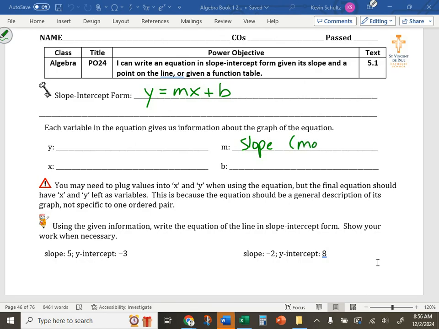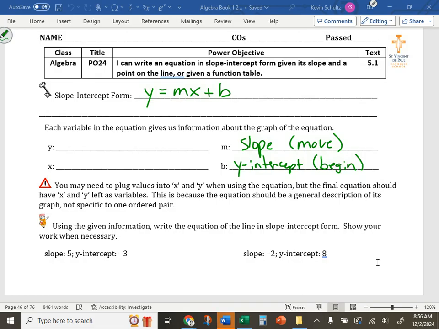Slope. Because it's how you move, right? It's how you get from one point to the next. And what is the b variable? The y-intercept, because it is where you begin, right? It's that first point that you plot. It's a location. It's on the y-axis. And then you move to get that second point.